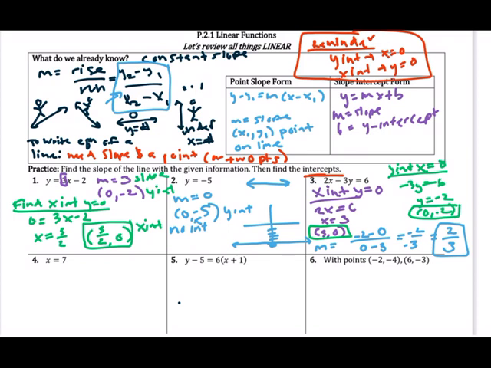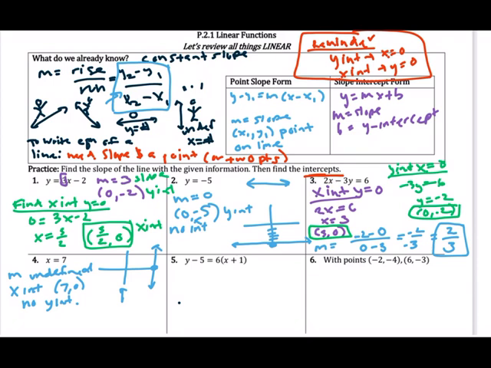So hopefully you've had some time. X equals 7 is a vertical line. That means that my slope is undefined. My x-intercept is going to be this point right here, which would be 7, 0, and there isn't going to be a y-intercept because it's never going to cross the y-axis.